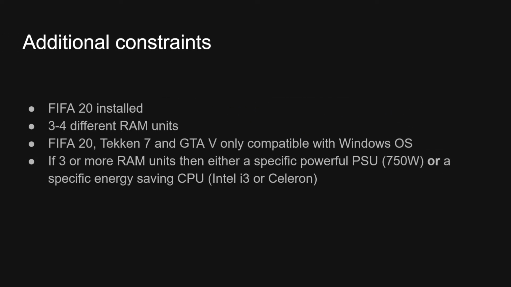To show how to express additional constraints, let's impose some additional restrictions. Constraint 1. We want the game FIFA installed on our PC. Constraint 2. We want between 3 and 4 distinct RAM units. Constraint 3. The games FIFA, Tekken, and GTA are only compatible with Windows. Constraint 4. We assume that having 3 or more RAM units is so energy consuming that we either need a powerful power supply unit or a very low performance and energy saving processor.